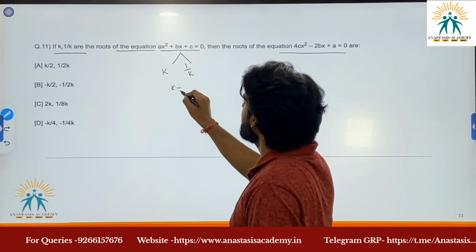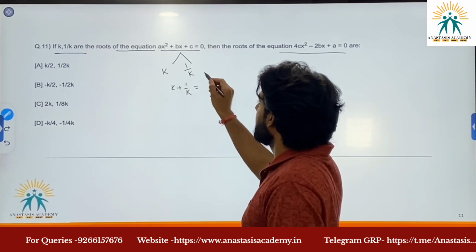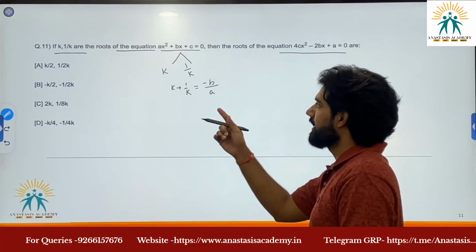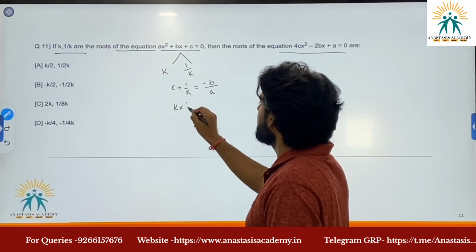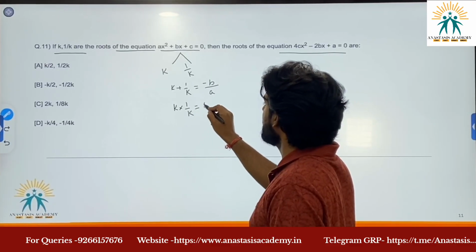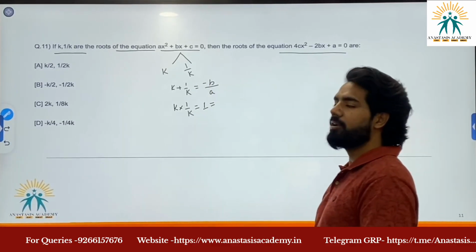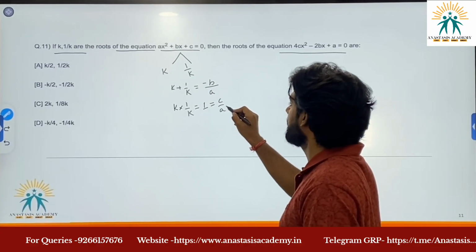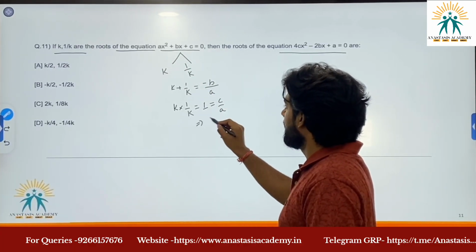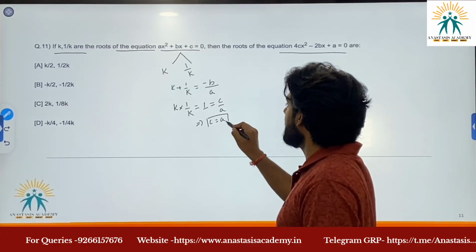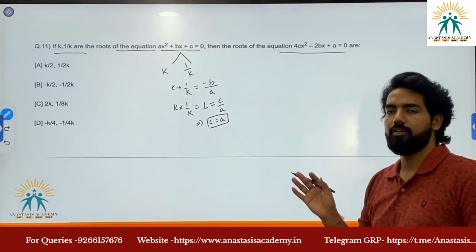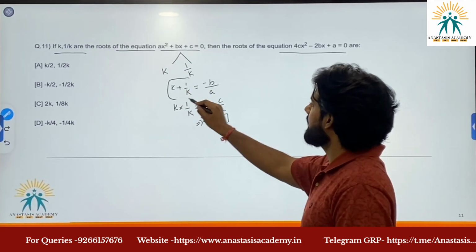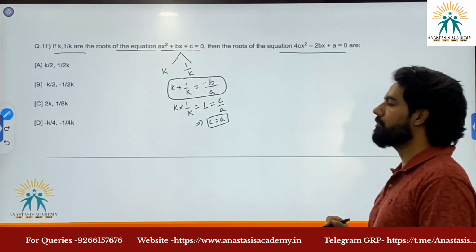I know sum of the roots k + 1 upon k is −b upon a. This is the sum of the roots, and product of the roots I know is k into 1 upon k, that is 1, is equal to c upon a, constant term upon coefficient of x². So it is c by a. From here c is equal to a. I get c is equal to a, and sum of roots, that is k + 1 upon k, is equal to −b by a.